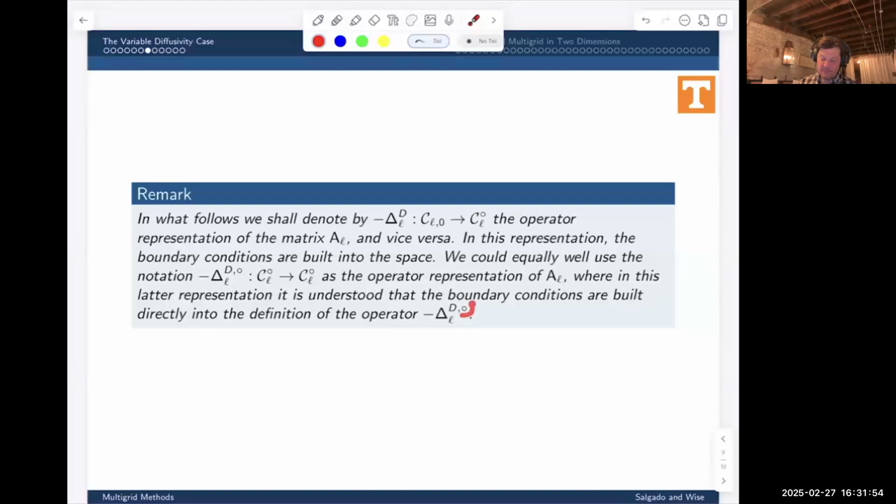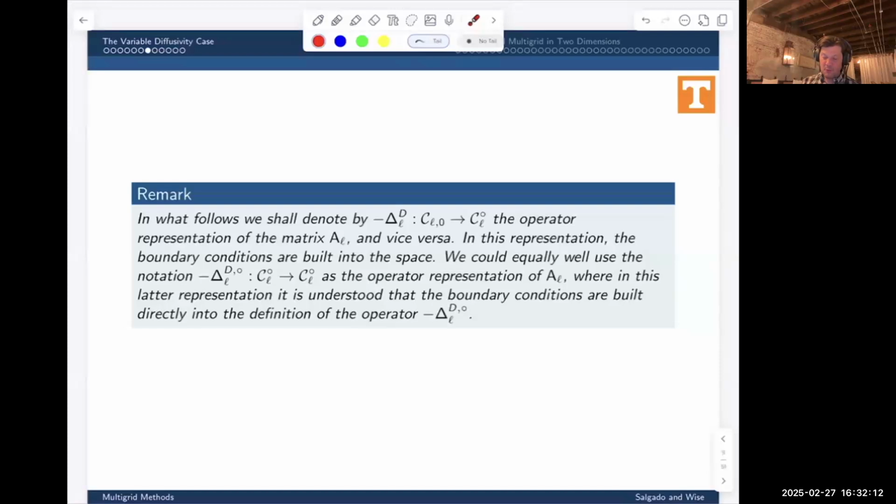In LaTeX it's called a circ symbol. We can call it a zero or whatever. It's kind of an interior symbol as well. So this just means the operator with the boundary conditions built directly into the operator.